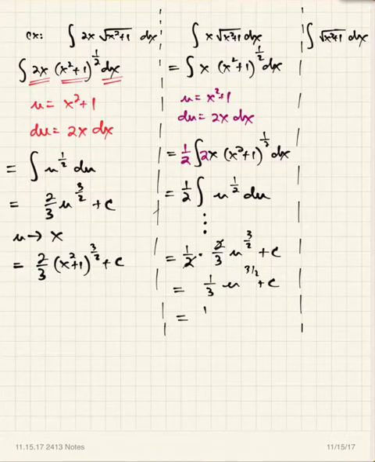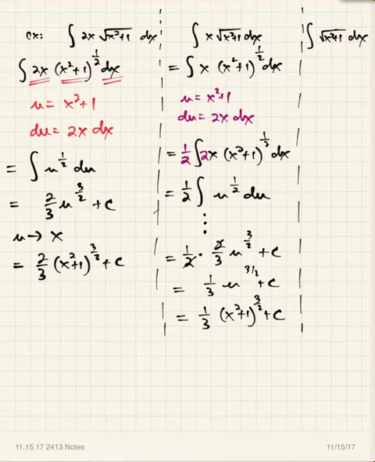And then make my substitution back to x's, and so you have 1/3 times x squared plus 1 to the 3/2 plus c. So the problem is almost exactly the same, except instead of a 2/3 in front, you get a 1/3 in front. I had to manipulate the integral a little bit. But basically the same problem for the most part.